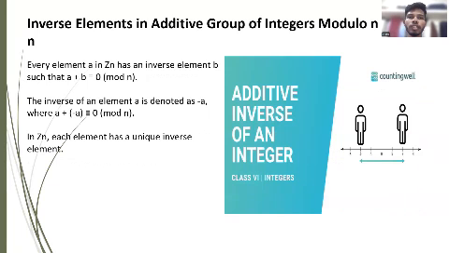Next we'll move on to the inverse element in the additive group of integers modulo n. Every element a in Zn has an inverse element b, such that a + b is equal to 0 mod n. This is the general form. The inverse of the element a is denoted as -a, where a + (-a) is equal to 0 mod n. In the additive group Zn, each element has a unique inverse element.